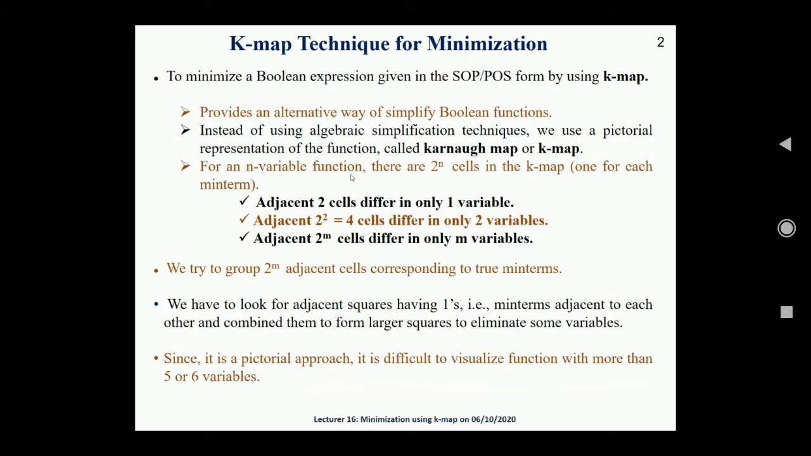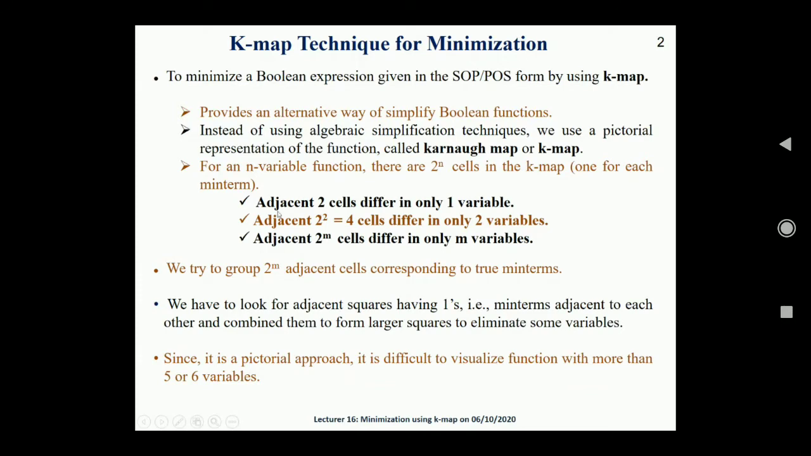When we are using 4 variables, it is a 4 variable function. When we are using 5 variables, it is called a 5 variable function. If we are using 3 variables, 2 to the power n cells are possible. That means 8 cells are possible. If we are using 4 variables, 16 cells are possible. If we are using 5 variables, 32 cells are possible. How we can design the cells, don't worry, we will discuss that later.